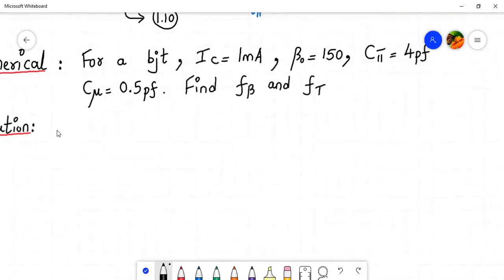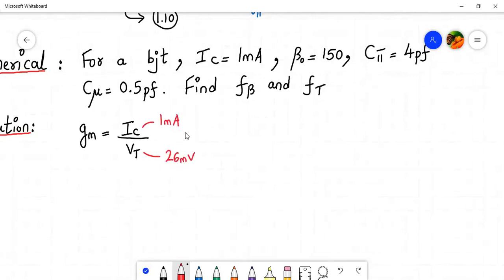In the first step, we can write GM is given by IC divided by VT. Now normally VT value is how much? VT value is 26 millivolt. And IC value is given as 1 milliampere. So your GM value will be 1 milliampere divided by 26 millivolt. That will be around 38.46 milliampere per volt. Let me cross check this once in the calculator. 1 divided by 26. Yeah. 38.46 milliampere per volt is the correct answer.